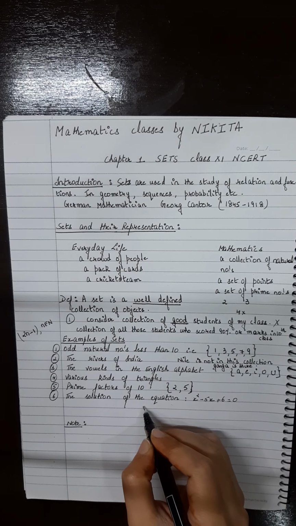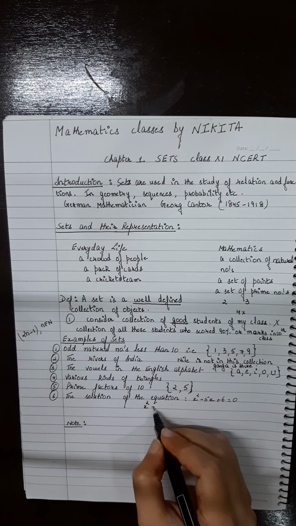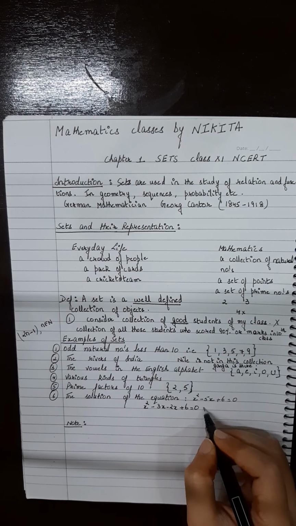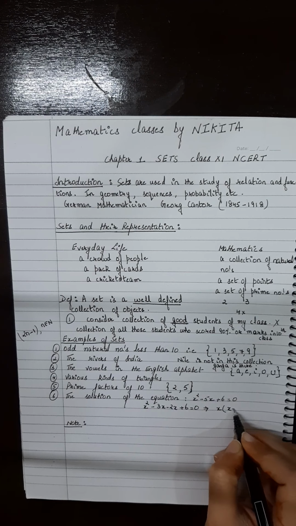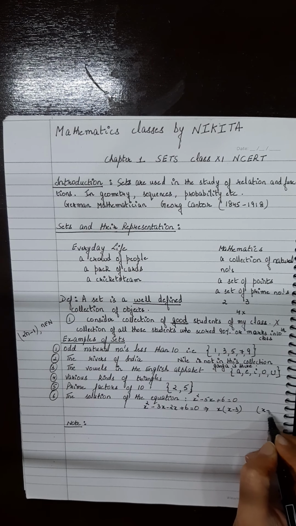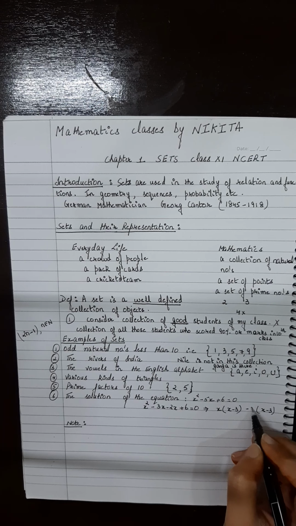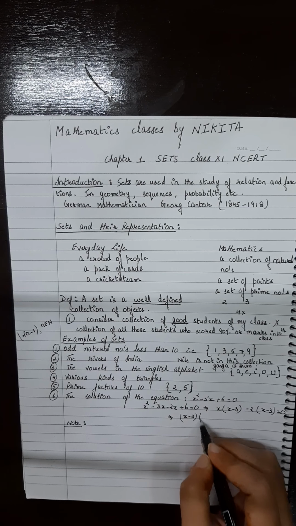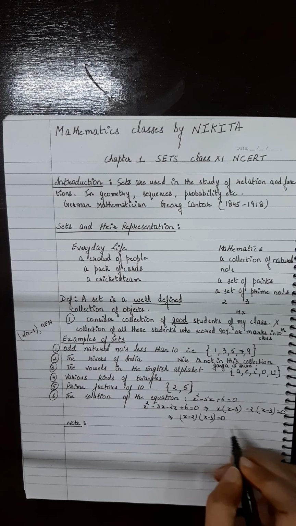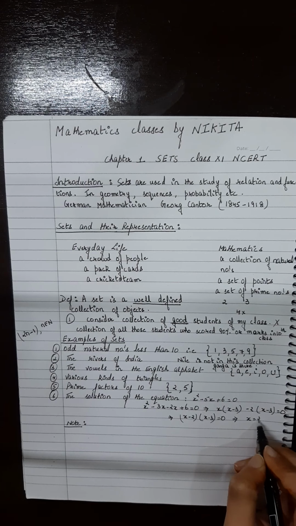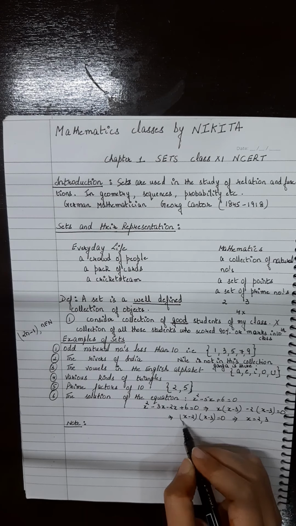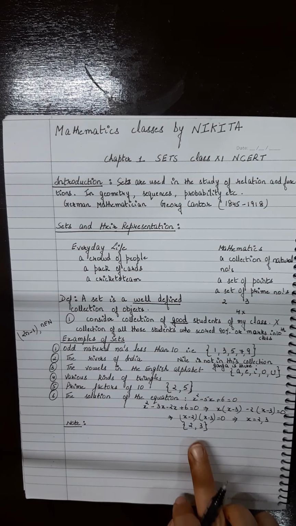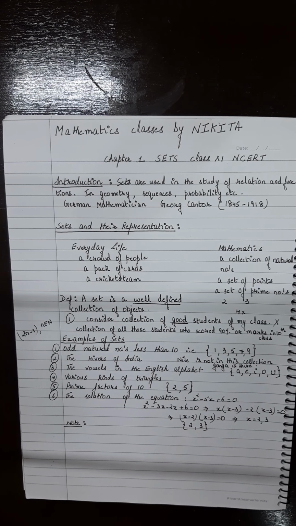So what I will do is I will write this equation as x square minus 3x minus 2x plus 6 equal to 0. This implies, I hope all of you know how to solve a quadratic equation, and this implies x is 2 or x is 3. So therefore I have two solutions which are 2 and 3. So again it is a well defined collection of objects.